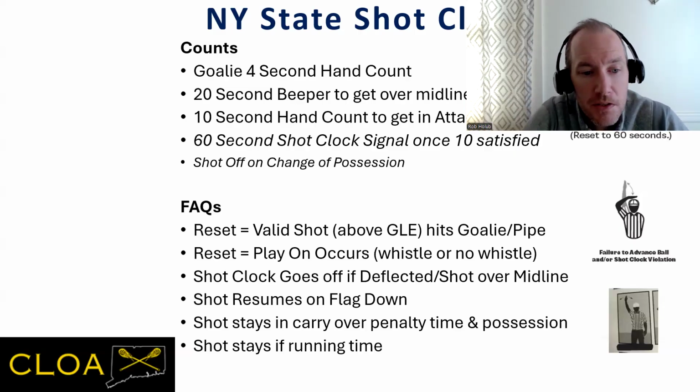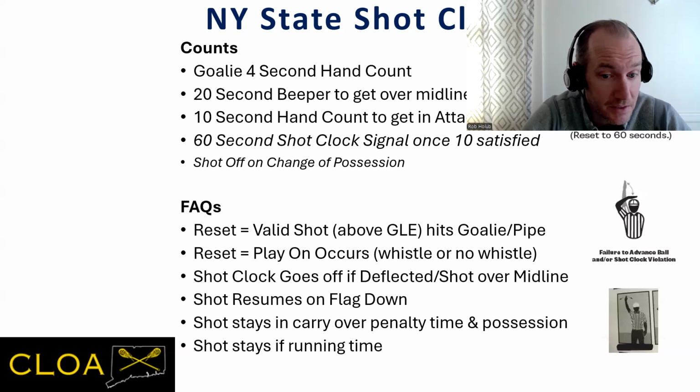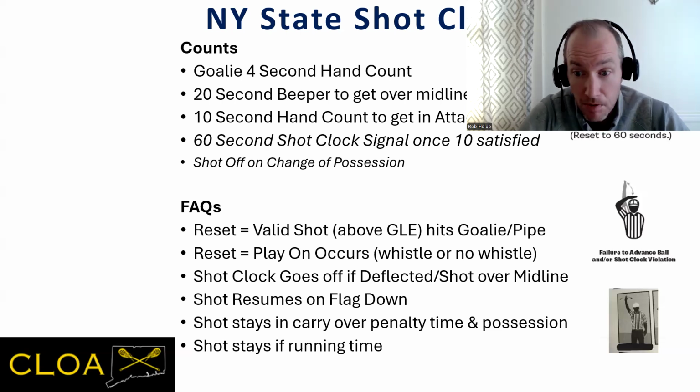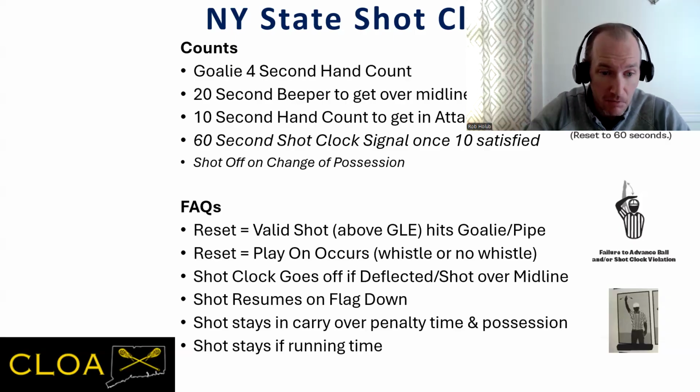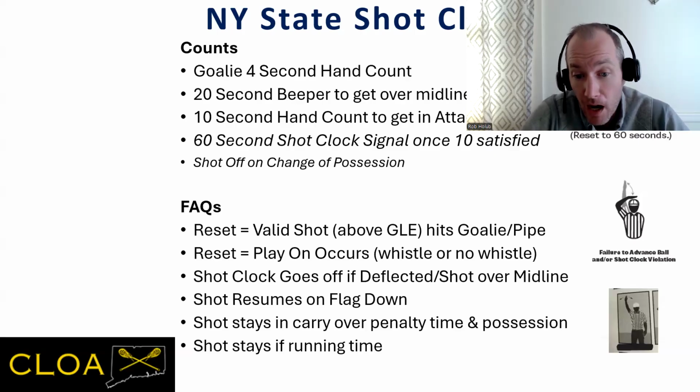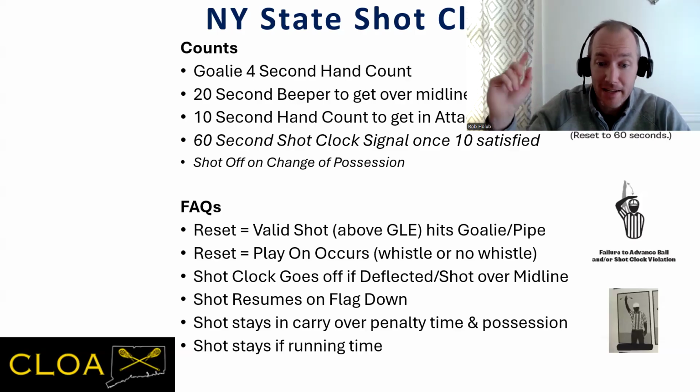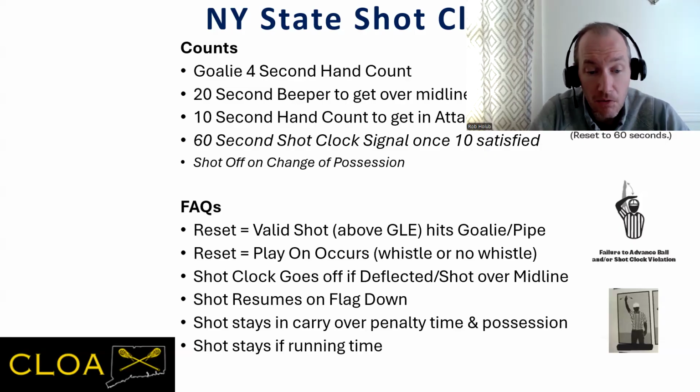A couple of the FAQs have come up. Do we reset the shot clock? And the answer is yes. A valid shot above goal line extended is a valid shot, and it hits either the goalie's equipment, regardless of in the crease or out of the crease, or a pipe or crossbar, and the offensive team regains possession. Then we go 60 when that occurs. If a play on occurs, we reset the 60, right?